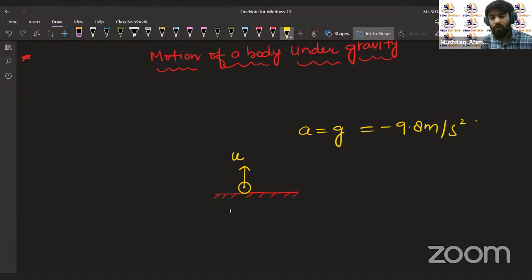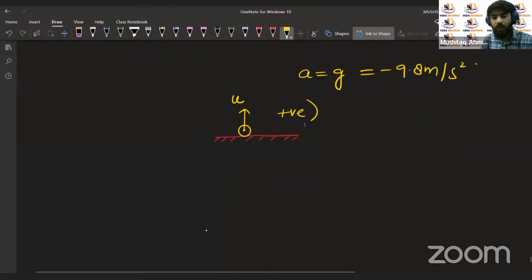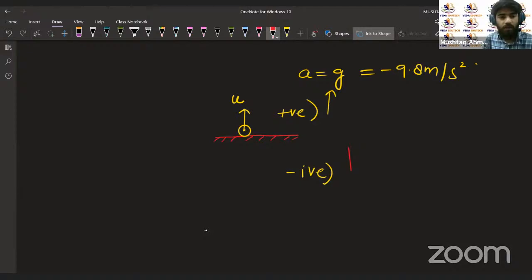So all the vectors in the upward direction will be taken as positive, and all the vectors in the downward direction will be taken as negative. So all the quantities which are in the upward direction will be taken as positive, and the rest of the quantities which are in the downward direction will be taken as negative. In the same manner, the sign of this u vector, we'll be taking it as plus u, because it's initially in the upward direction.